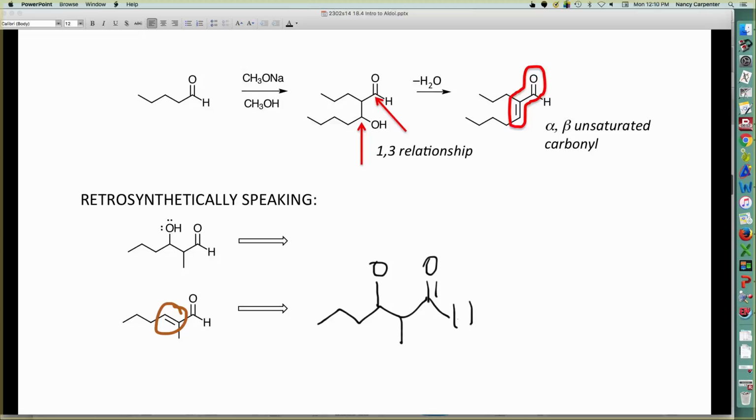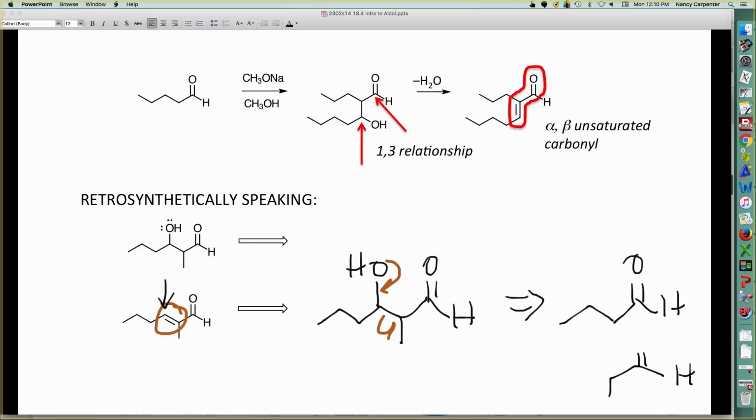So I put my alcohol on carbon 3, this 1-3 relationship, and then what can I do? Well, push it back in, break the bond, and there you go. There is your aldol. Aldehyde plus enolate. And that gets you to your product.